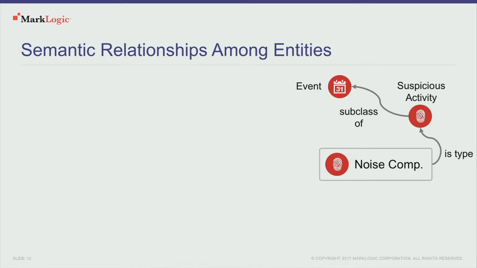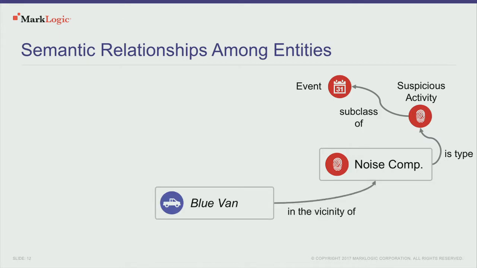But our noise complaint itself, our noise complaint entity, represented as a document, doesn't exist in a vacuum. Of course, no noise complaint can exist in a vacuum, but that's physics. That noise complaint is related to other things in our law enforcement activities here. So for example, a blue van might have been identified in the vicinity of this noise complaint.